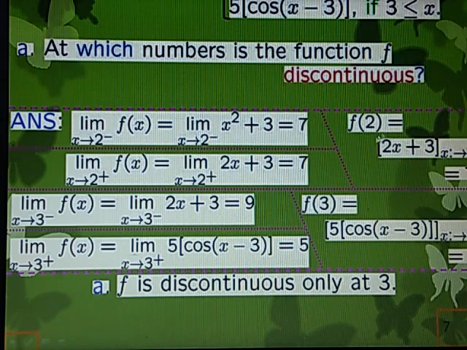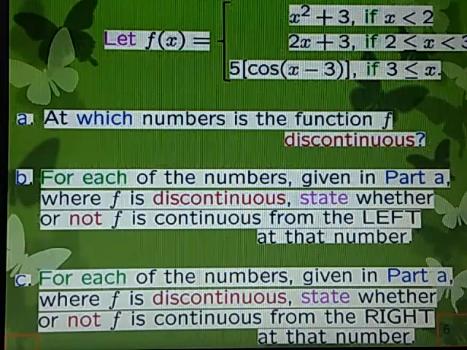Let us see, can we define the function at the point 2? When x is exactly 2, then also f(x) is equal to 7. So you can see all these three things are equal. I'll show you one of the previous slides where this kind of condition is met.